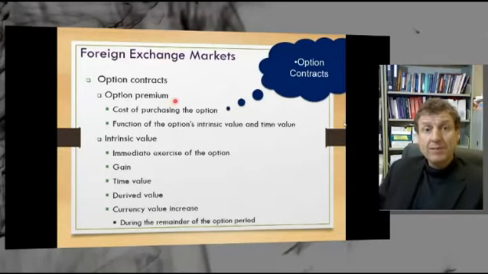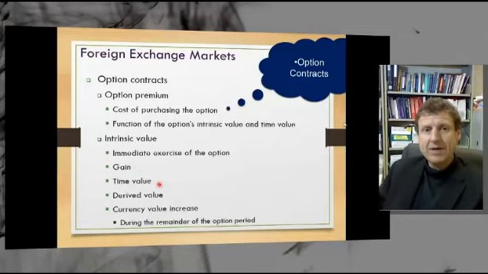The option premium is basically the cost of purchasing the option, and it's a function of the option's intrinsic value and time value. Okay, so the intrinsic value is immediate exercise. The gain, do you have a particular gain? So if it's in the money, you exercise it, you actually get a positive benefit from exercising it.